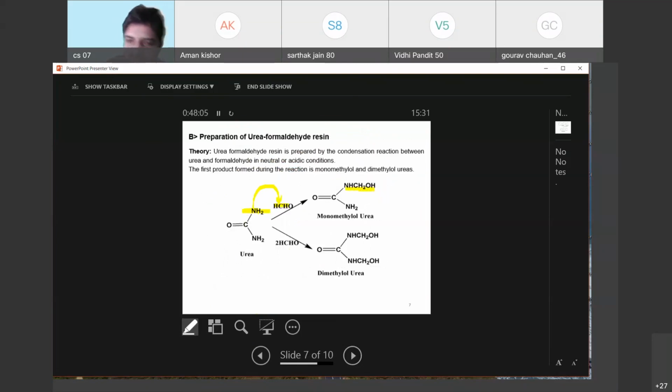Okay, the mechanism is similar. The only difference is that here we have the NH2 group involved in the attack, and in the case of phenol, the pi electrons of benzene are involved in the attack. Okay, and I told you attack can take place in two ways. One molecule of HCHO can react to give you methylol urea, and two molecules of formaldehyde can react to give you dimethylol urea.